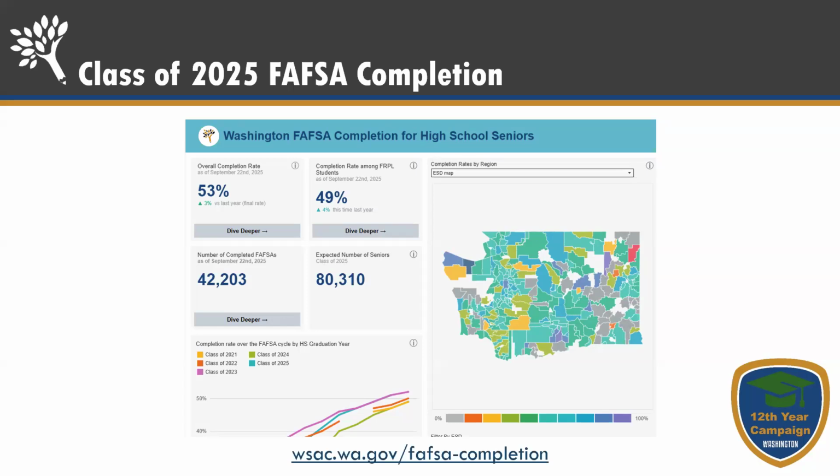The fact about Washington is we have one of the most equitable financial aid packages in the nation, but we also have one of the lower completion rates in the nation. And that's something we're all working together to increase because every student deserves the opportunity to know what's available to them and to be able to access that aid.